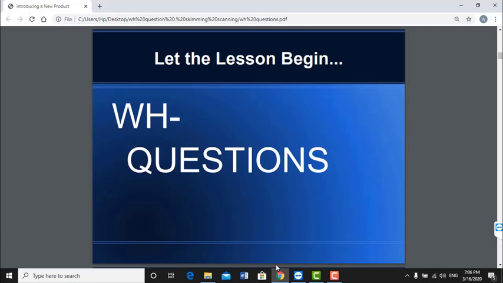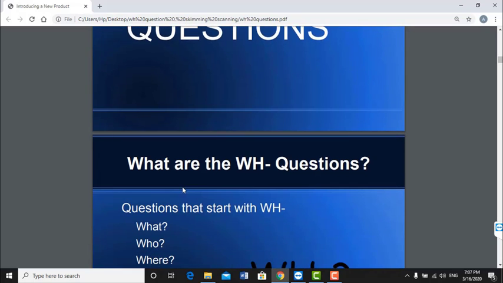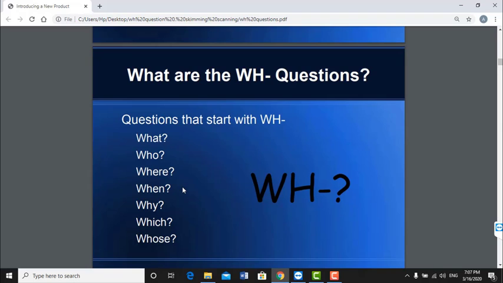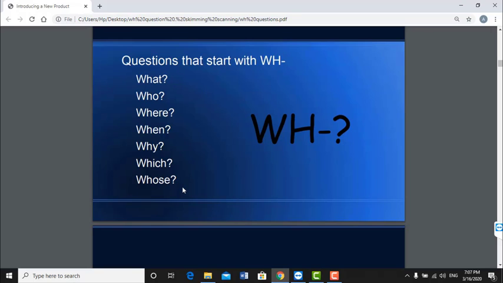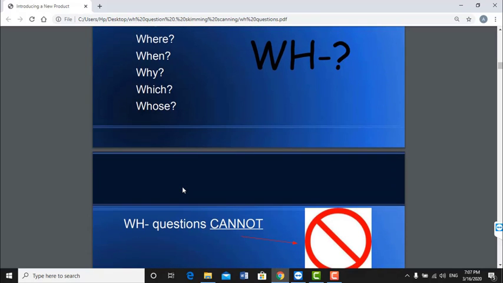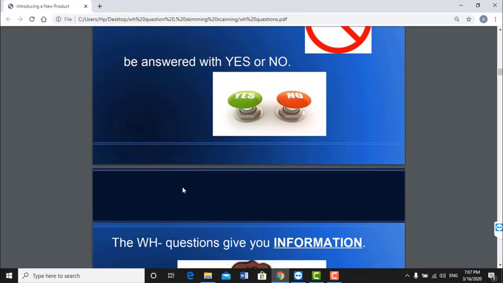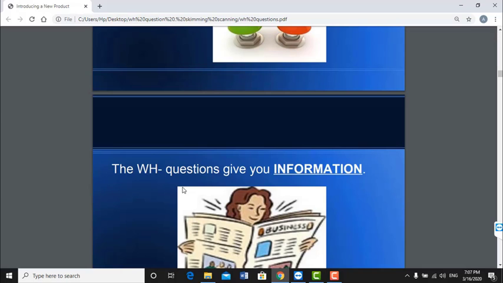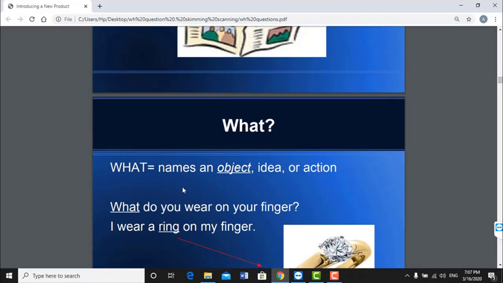Now, my students, we are going to learn WH question. So the first one is what, who, where, when, why, which, and whose. So these are called WH questions since they start with WH. Now, WH question can be answered with yes or no. The WH questions give you information. Now look at the first WH question, which is what.